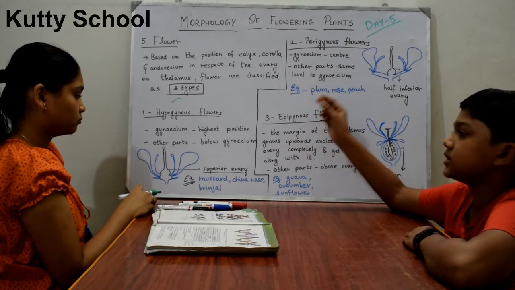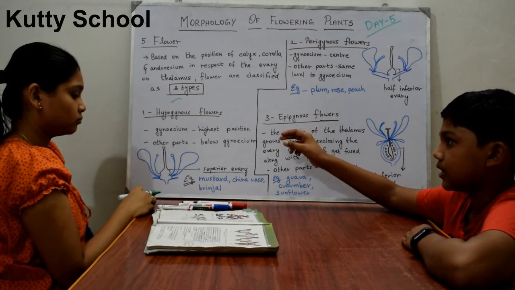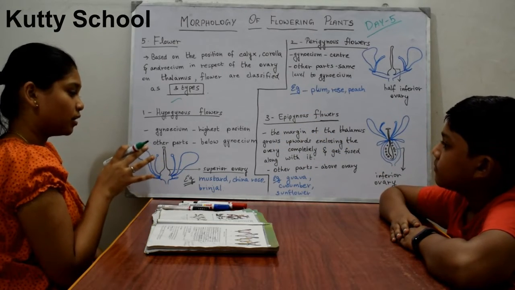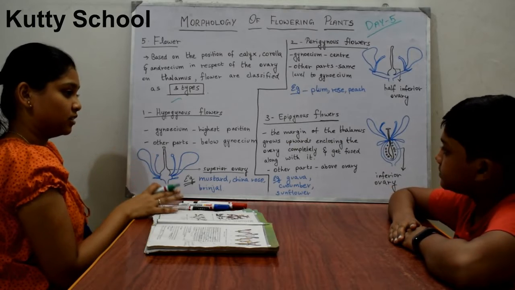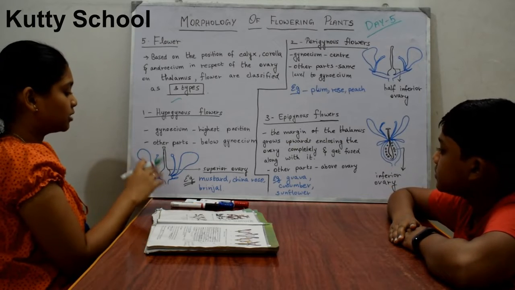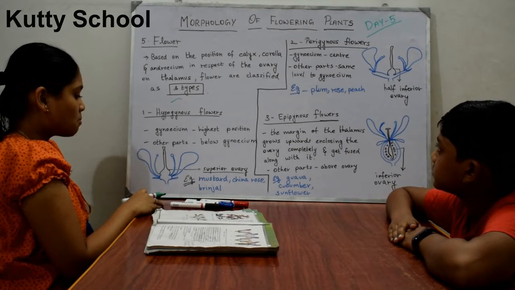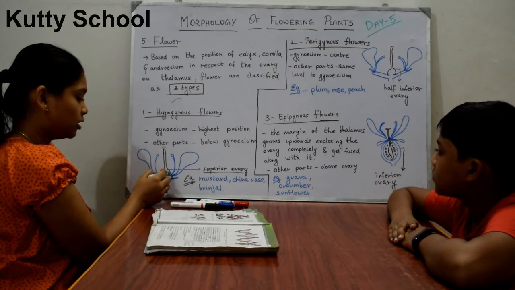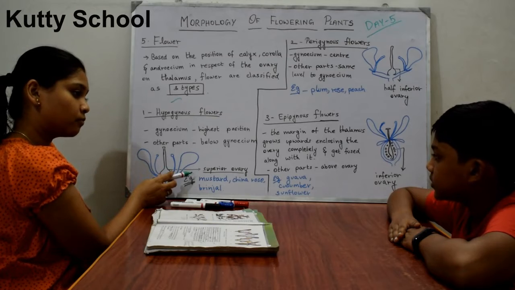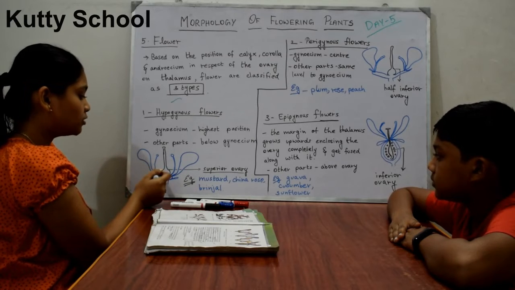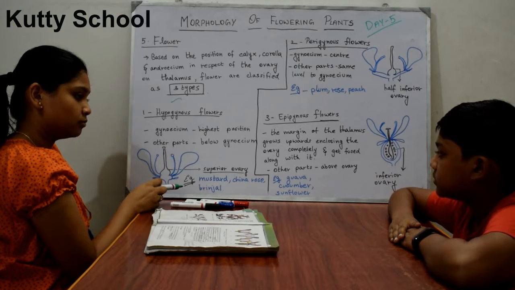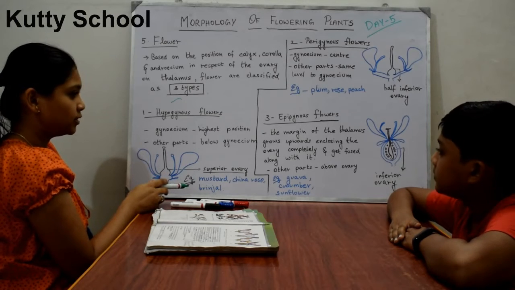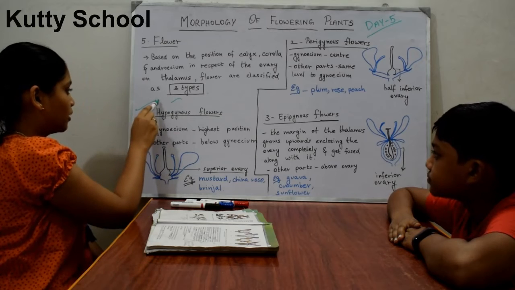This is not a subtopic of flowers; these are three types of how the whorls of the flower are arranged. Here, since the ovary is at the highest position, it is known as superior ovary. Examples of this kind of flowers are mustard, China rose and brinjal. So this topic is over.